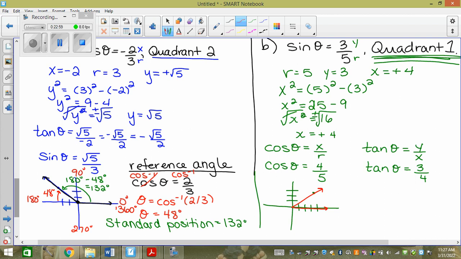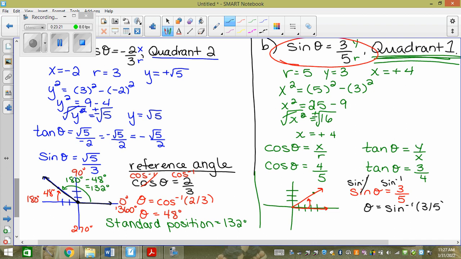And how do I get my reference angle? Well, I just do whatever trig ratio they gave me, positive. It has to be positive anyways. So I'm going to go sine theta equals 3/5. And then how do I get rid of sine? Inverse sine. Theta equals sine inverse of 3/5. This is the reference angle.